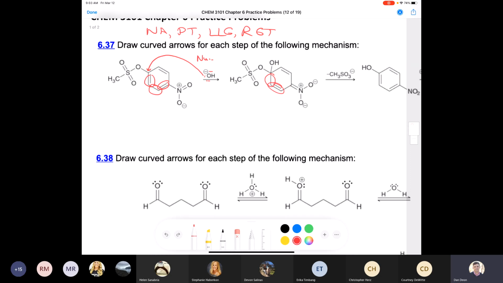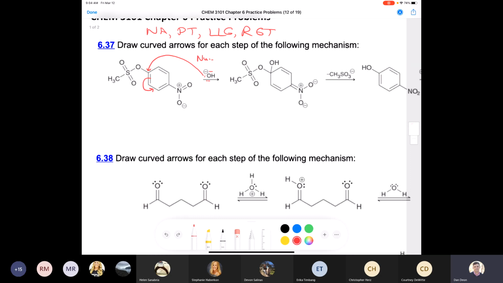There's a whole bunch of differences because if you were to just draw this first arrow the way that I have it, there's a big problem there. Now that carbon has 5 bonds. And so we have to take this pair of electrons from the pi bond and move it over here to make a new pi bond. But then that would give this carbon 5 bonds.